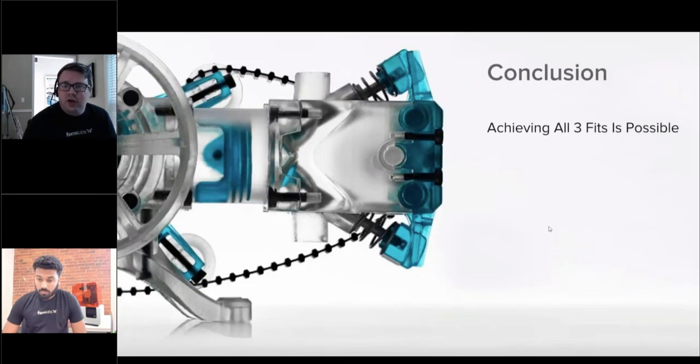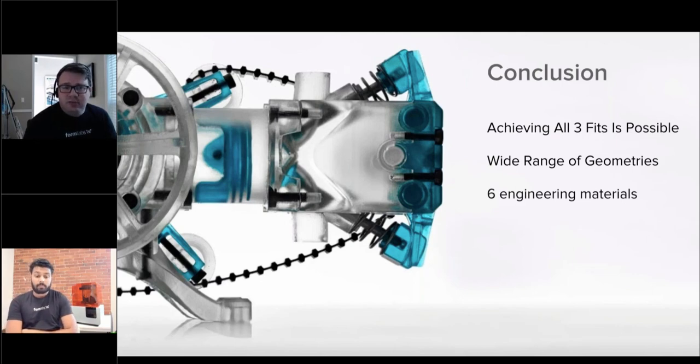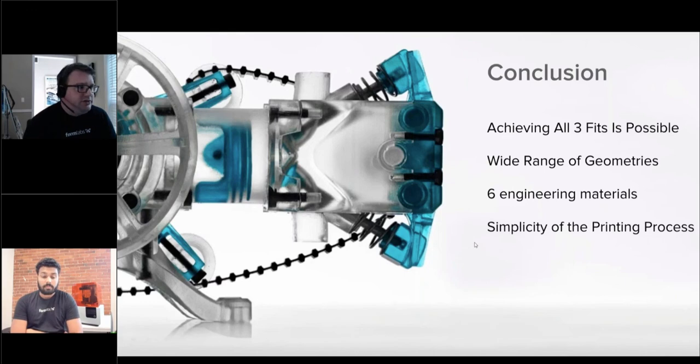So in conclusion, we learned how laser-based stereolithography can achieve all 3 types of engineering fits. We saw that the printer can produce a wide range of geometry. There are 6 engineering materials to enable your applications. And we saw the simplicity of the start to end printing process.